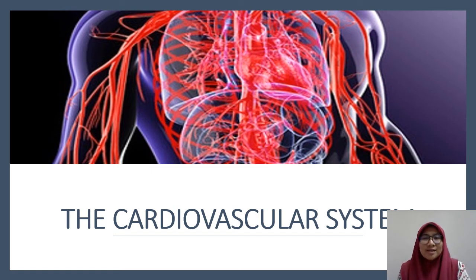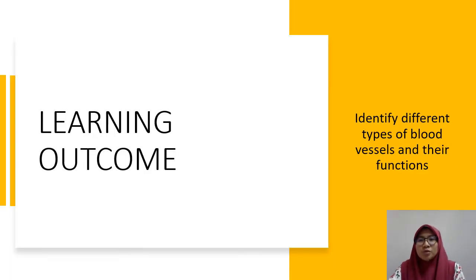Hi, okay, this is the cardiovascular system, part 3. The learning outcome for this part 3 is to identify different types of blood vessels. Okay, kita nak tengok jenis-jenis salur darah and also their functions.